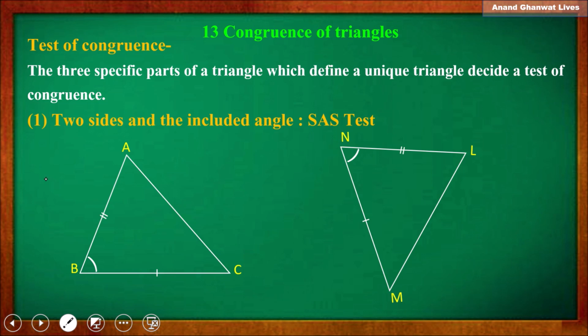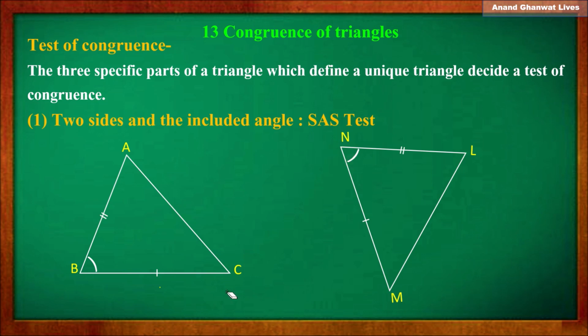So segment AB is congruent with segment NL. Segment BC is congruent with segment NM, and the included angle of these two sides, that is angle B, and the included angle of these two sides, that is angle N, are also congruent. So two sides and included angle are congruent. So by SAS test, these two triangles are congruent.